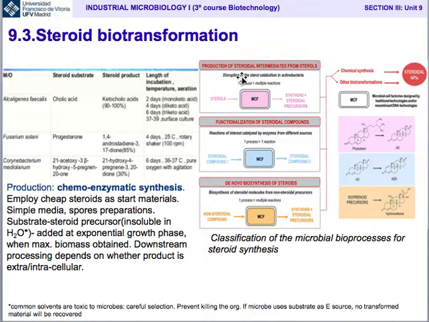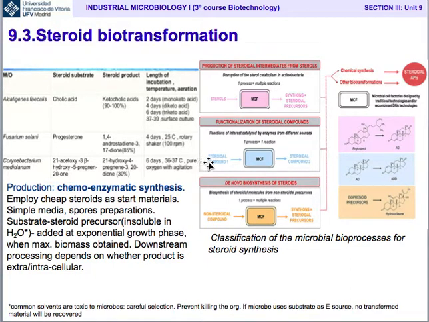Imagine that this sterol, naturally produced by mycobacteria or another kind of fungi, can be metabolized and bioconverted into an intermediate steroid compound that will be a precursor for the final compound.